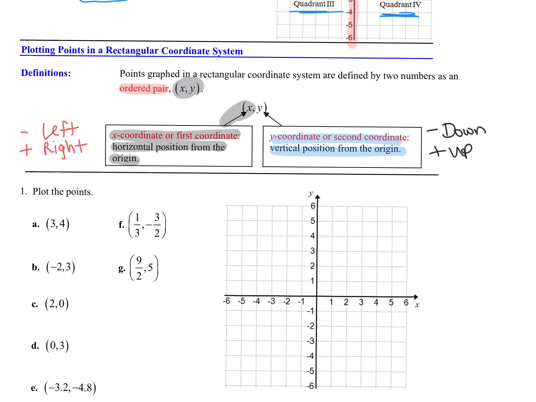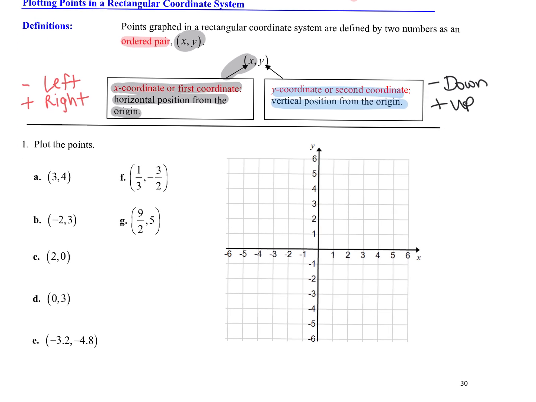All right, so we're going to plot a few points together. We're going to start with (3, 4). The ordered pair (3, 4) would be 3 to the right and up 4. So 3 to the right and then up 4. That would be A. And that ordered pair is (3, 4).